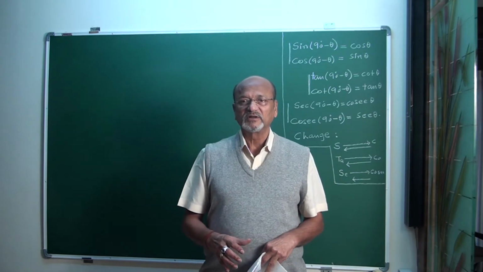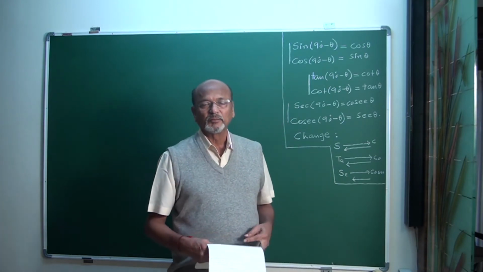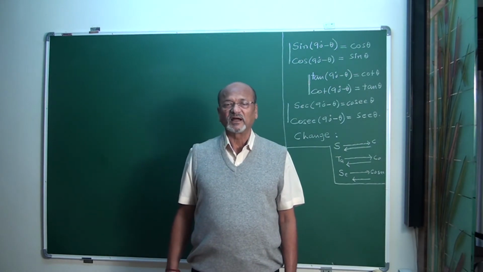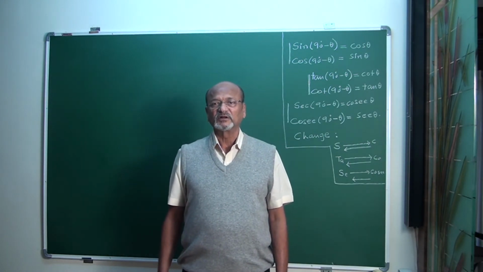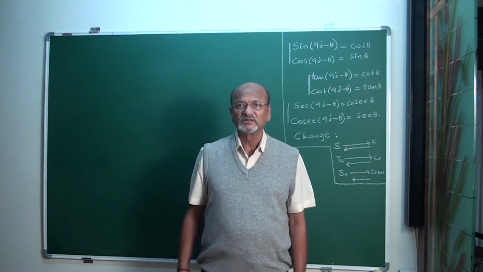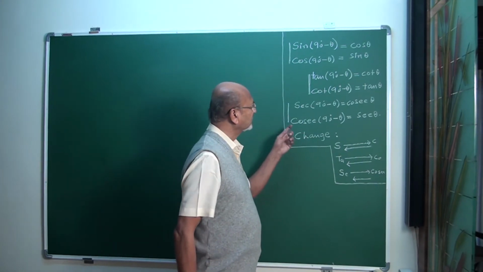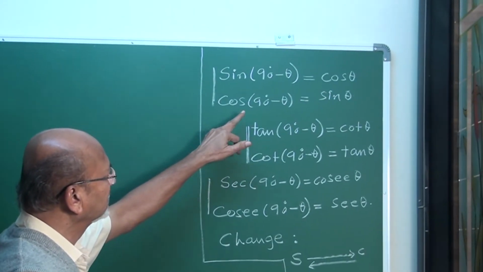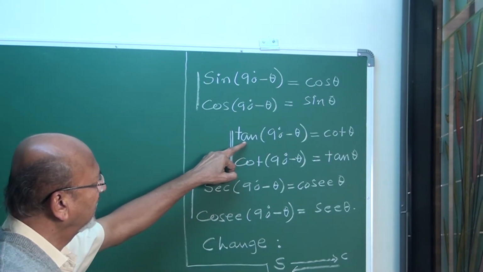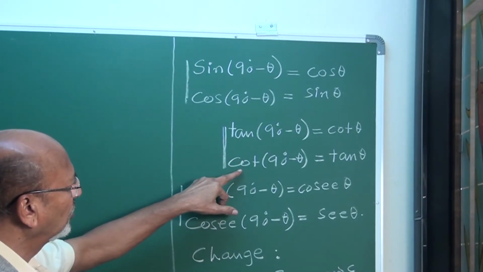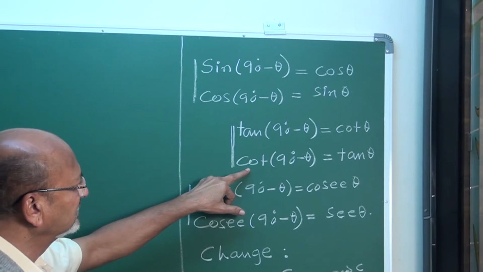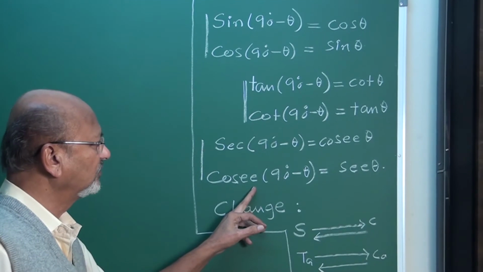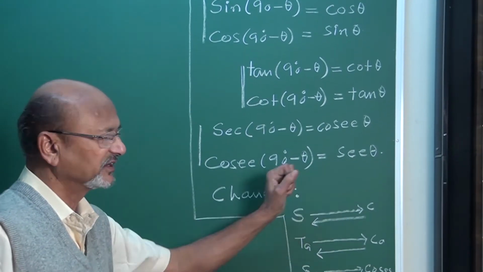Yesterday, I completed some examples based on trigonometric ratios of complementary angles. We have done all these things yesterday. Sine of 90 minus theta is cos theta, cos of 90 minus theta is sine theta. Tan of 90 minus theta is cot theta, cot of 90 minus theta is tan theta. Sec of 90 minus theta is cosec theta, cosec of 90 minus theta is sec theta.